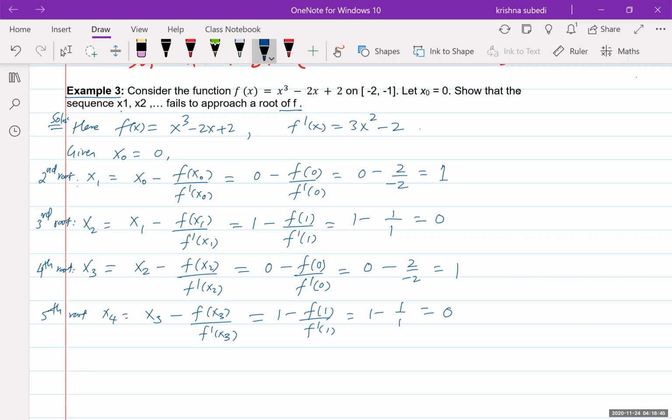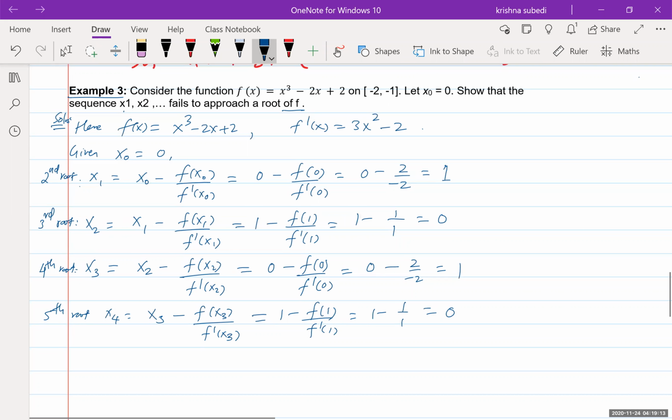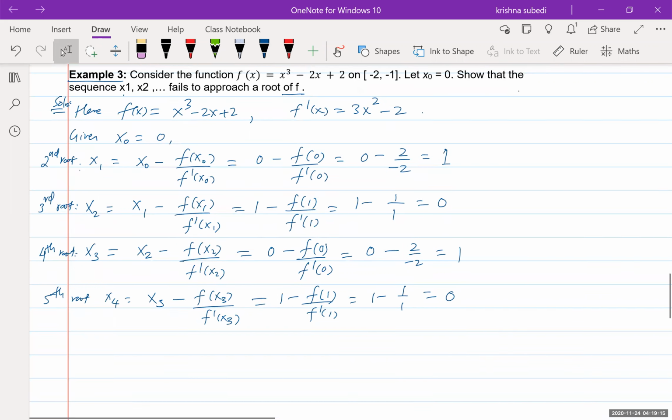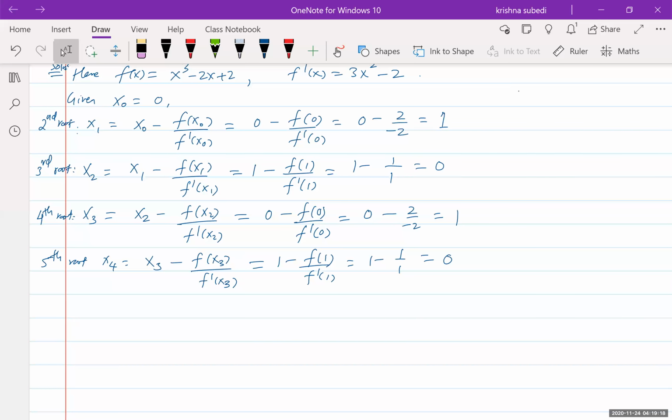We started with our first root as 0, x0 equal to 0. We calculated the second root x1, which is 1, third root x2, which is 0, fourth root x3, which is 1, and then 0, 1, 0, 1. You see, this just oscillates between 0 and 1, right? So that means it's not going to give us any value in between.